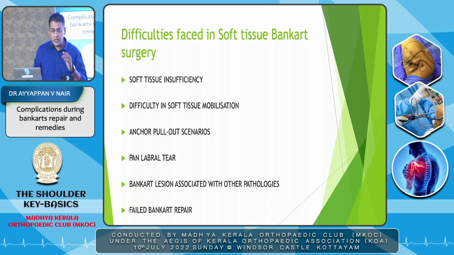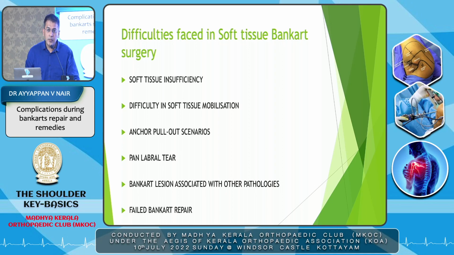Once the posterior port is made, we go into the other ports, anterior and others. The normal difficulties we face are soft tissue insufficiency, like ALPSA lesions, as mentioned before. Because of multiple dislocations and ligamentous insufficiencies, the soft tissue will be inadequate. Even if it is inadequate, how to mobilize the soft tissue is very important. Then there are anchor pullouts. If you put an anchor, it can pull out, even in very young patients nowadays, not only in very osteoporotic old patients.